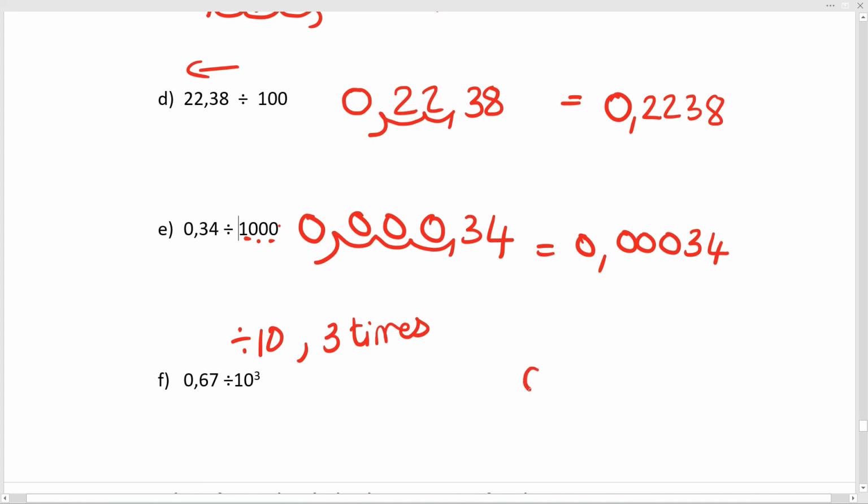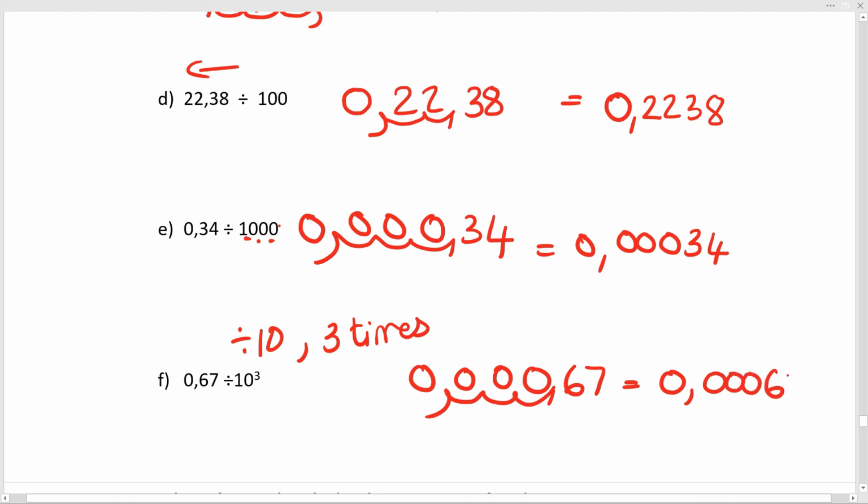For the last one, I'm dividing by 10 to the 3, which means to divide by 10 3 times. So I'm going to have my 0.67 and I'm going to divide by 10, divide by 10, and divide by 10, put the comma down and add in the zeros. My answer is then 0,00067.